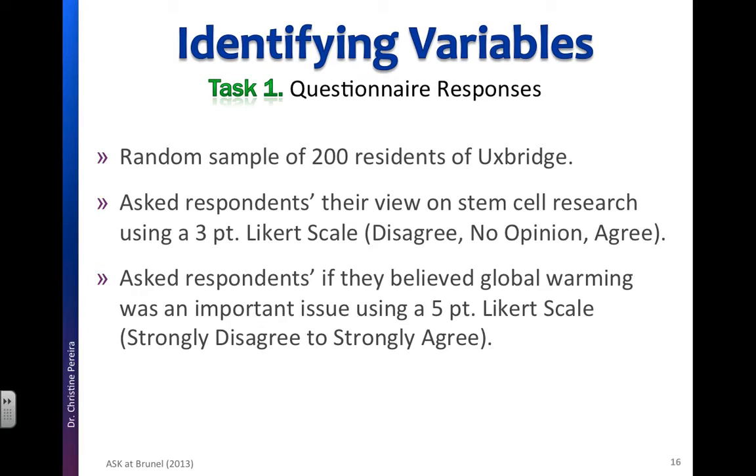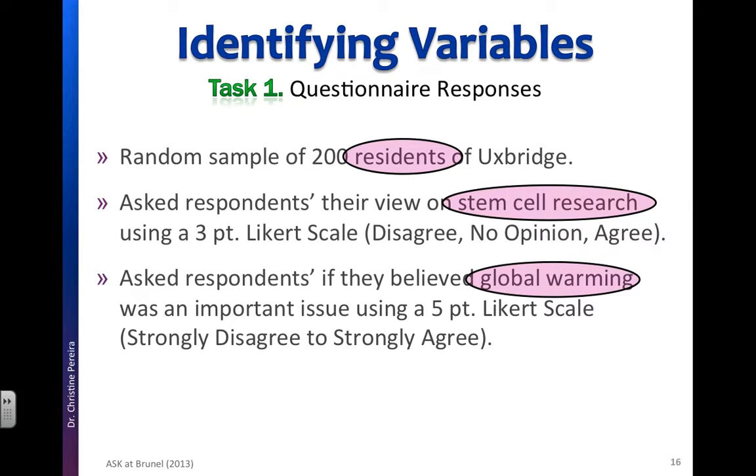Okay, so I hope you got all 3. The first one is my residents. I always need to have an ID column for my participants, so that always goes as my first variable. My second variable is on stem cell research, and for that variable, my responses are going to be from the Likert scale. And my third variable is a measurement about their opinion on global warming.